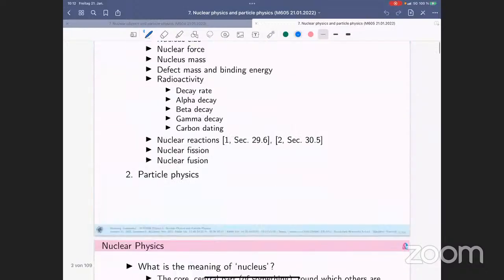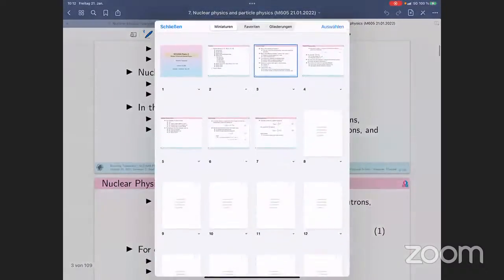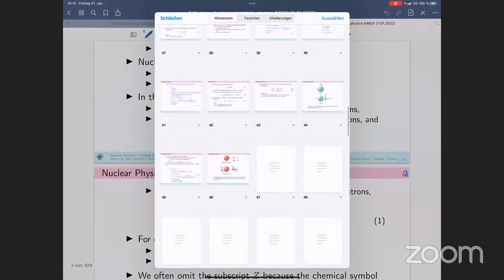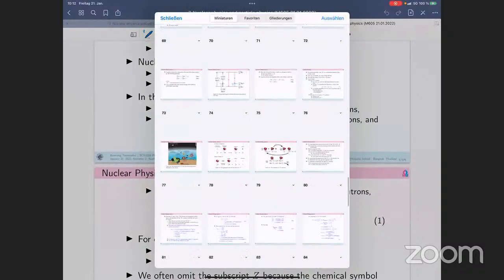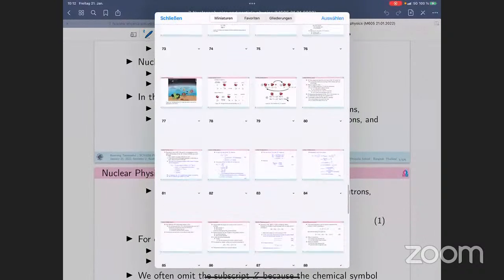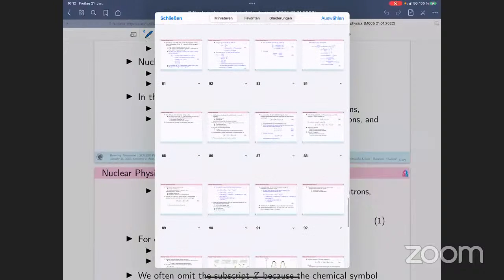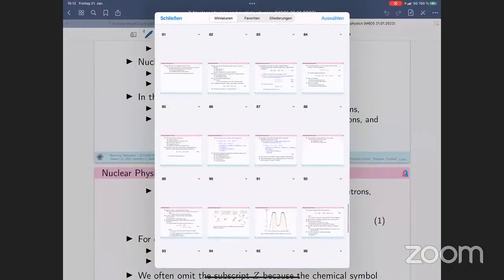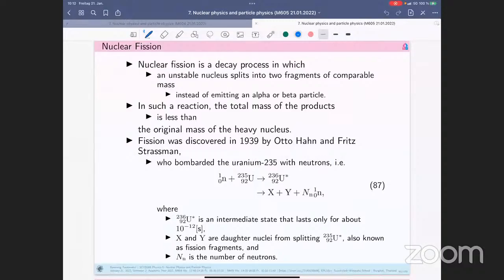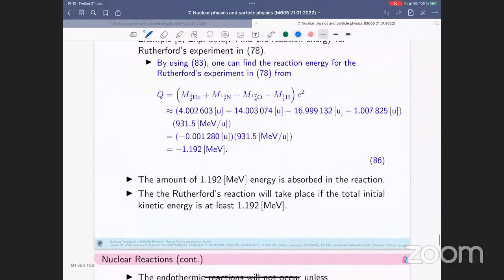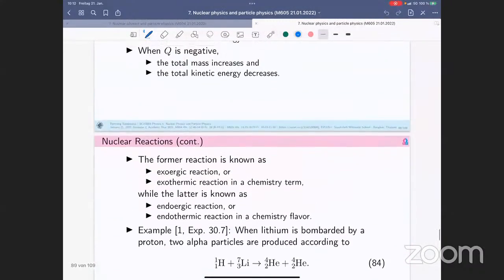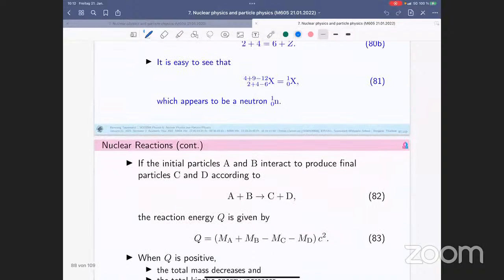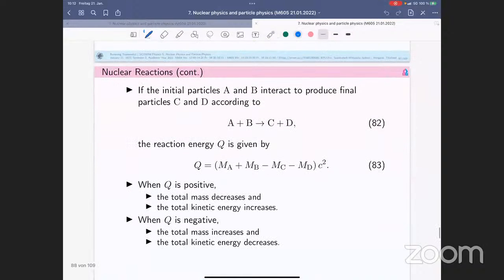For M605, we finished the carbon dating, right? And we will start the nuclear reactions. We arrive at the problem of nuclear reaction energy, right? Yeah, reaction energy.